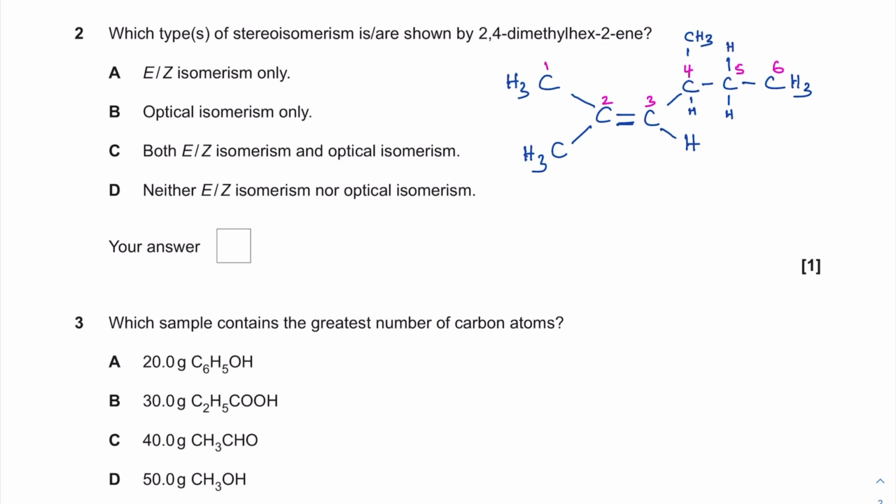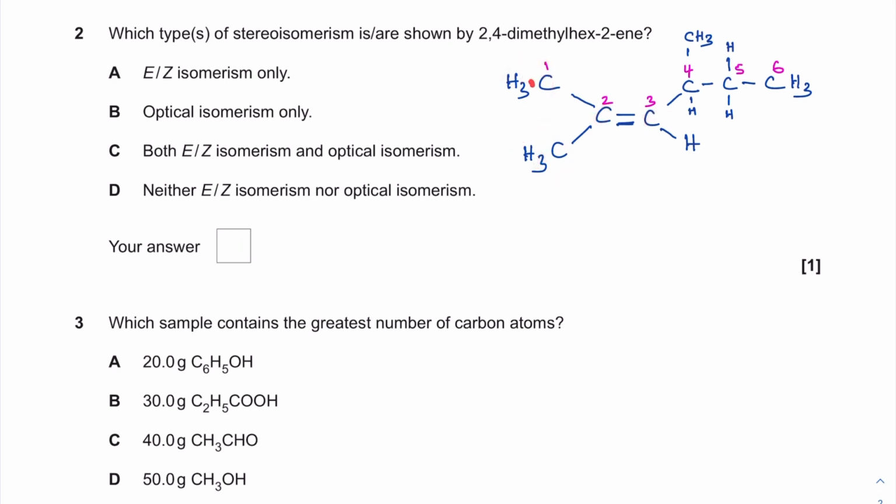E-Z isomerism. Well, for E-Z, you need a double bond, and you need to have 4 different groups attached to the carbons of the double bond. But these ones are the same, and that cannot work. For that carbon, you should have different groups. Because they're the same, you cannot form geometrical isomerism. So these are different for that carbon, but for that carbon they're not different. They should be different, not the same.